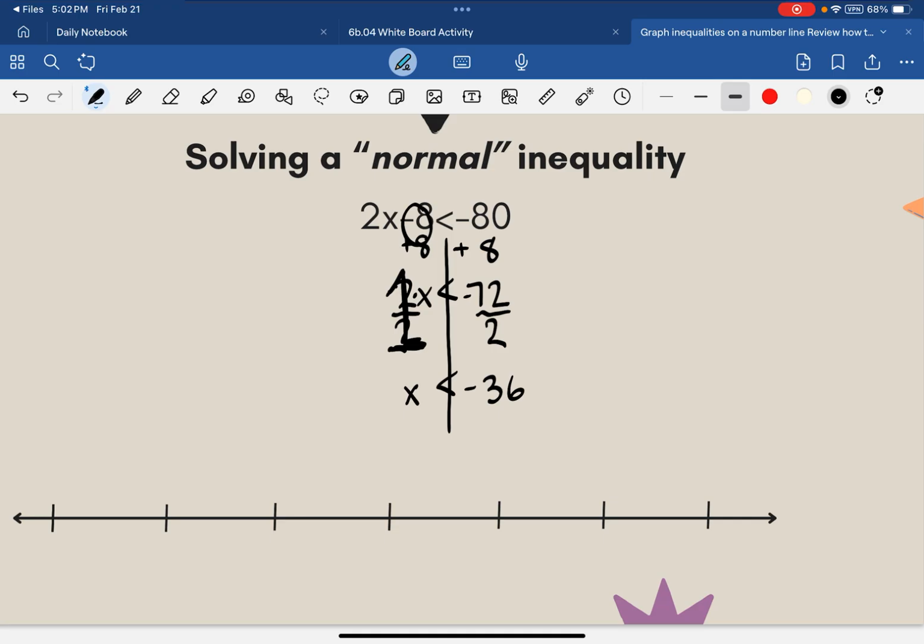So if I was going to graph that, I'd put -36 somewhere on here. I would do an open circle because there's no or equal to under the symbol, and then it says less than, so it's going smaller. So that's how I would graph it, and that's how I would solve it. So this one is called a two-step. First I got the loner to 0, and then I got the coefficient to 1. Okay, let's move on.